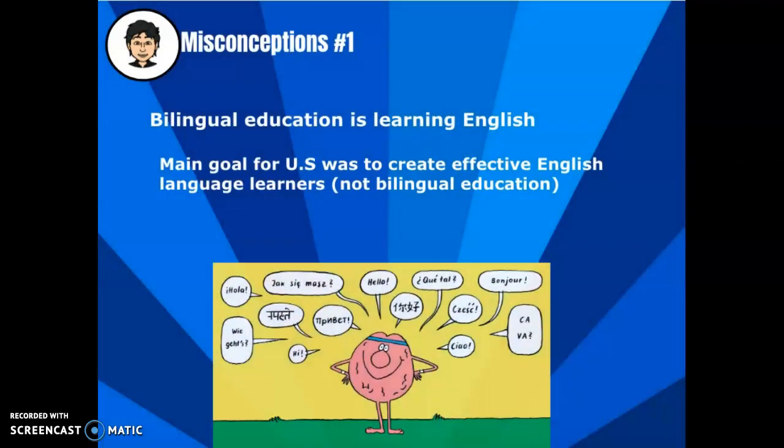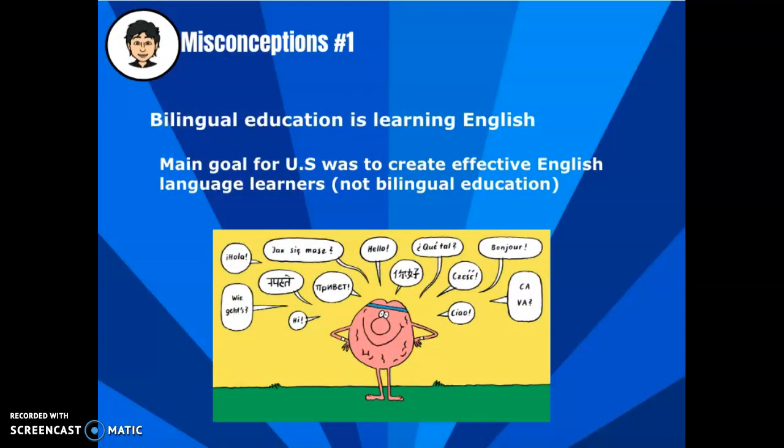One of the main misconceptions in bilingual education is that learning English is considered bilingual education. As mentioned before, bilingual education is defined as the education in more than one language. Learning only one language does not agree with this definition. As we saw in the history, the major goal of the United States was to create effective English language students. Many federal legislations were created but focused on the acquisition of the English language rather than multiple languages.